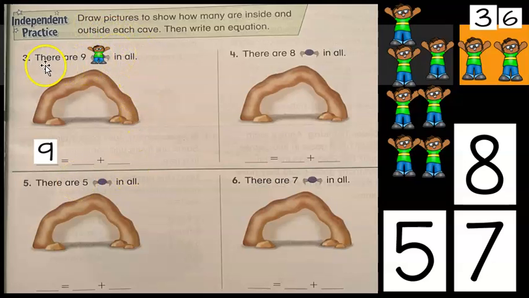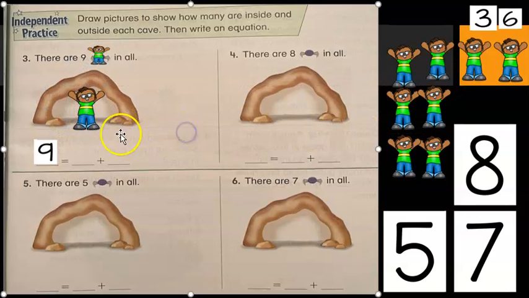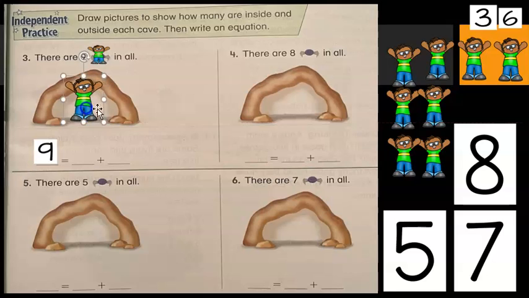Let me help you with number 3. Now, first graders, there are 9 boys in all. We're going to do the same thing. We're just going to put some boys inside and some boys outside, but they all have to equal up to 9 when we count them up, okay? Now watch Mr. Begay. Let me get this one boy. Let me put him here. Okay. Let's say there's only one boy in there, okay? There's one boy, look, inside the cave now.